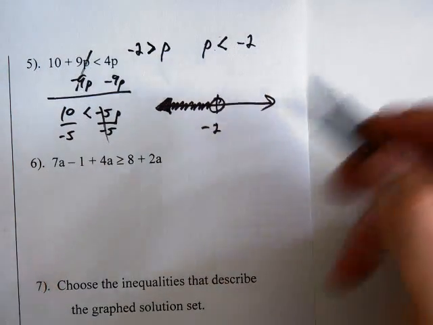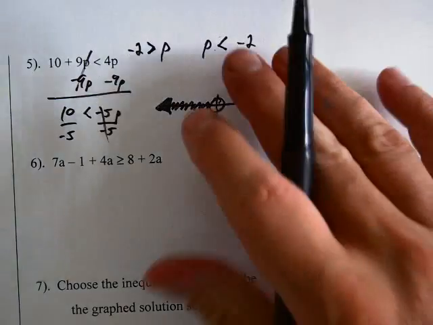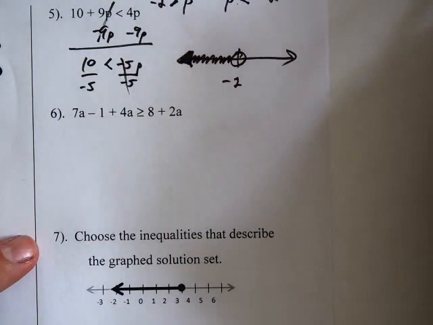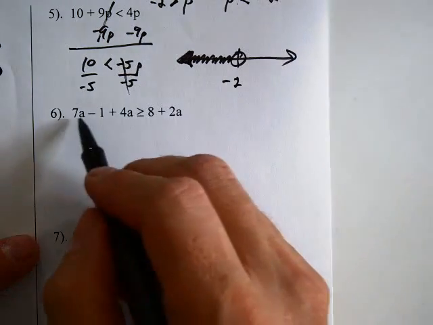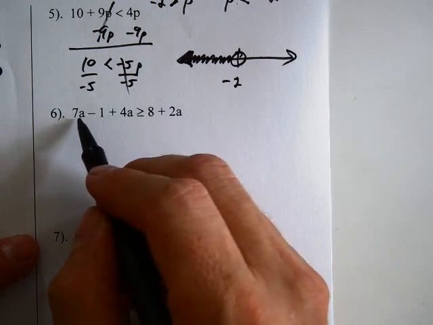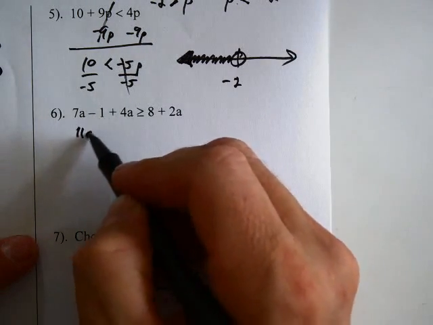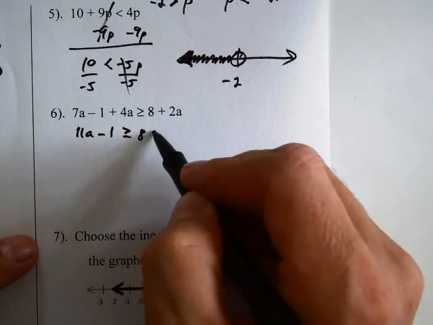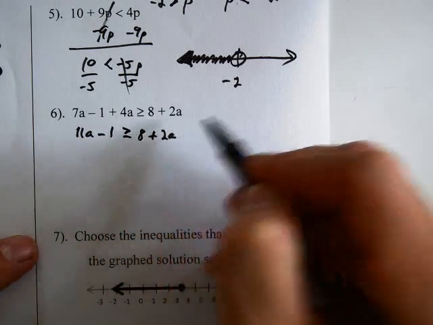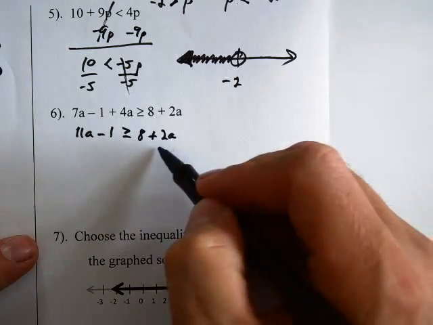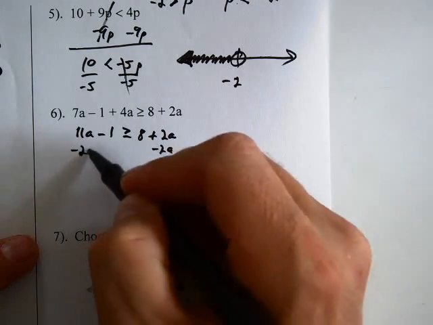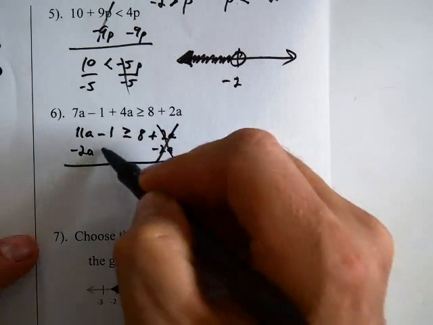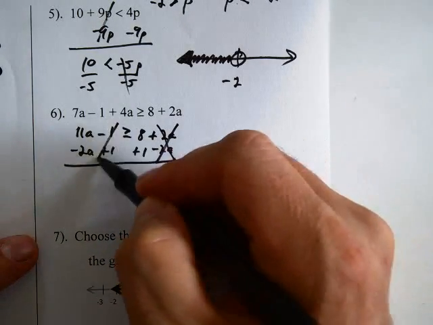Okay, and now this one here looks like we got a pretty good clip of algebra to do before we can get to a place where we can graph it. So I'm going to combine these like terms first, and 7A plus 4A would be 11A minus 1 is greater than or equal to 8 plus 2A. Now I'm going to subtract 2A from both sides, and that's gone. And I'm going to add 1 to both sides, and that's gone.